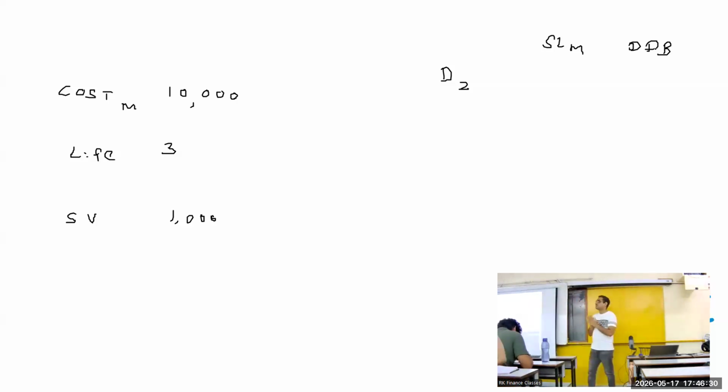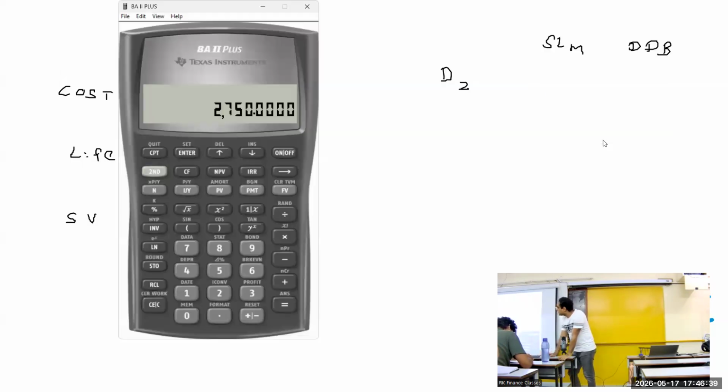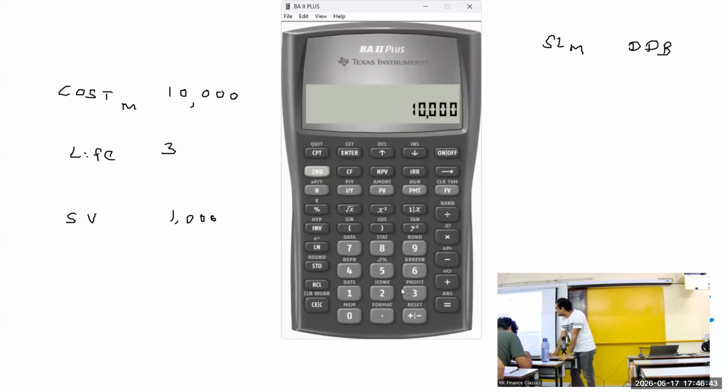10,000 minus 1,000 is 9,000. 9,000 divided by 3 is 3,000. Whichever year it is, year 1, 2, 3, it doesn't matter. It's straight, straight matlab equal. So 10,000 is the cost, minus 1,000 is the salvage value, scrap value, and divide that by 3. The depreciation is 3,000 as per SLM.